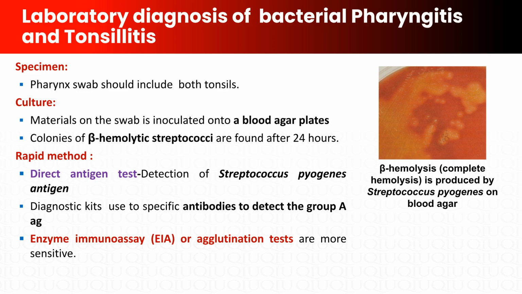Enzyme immunoassay tests are more sensitive, detecting about 90 to 95% of cases, while agglutination tests are slightly less sensitive but faster. The advantage of rapid tests is that treatment decisions can be made during the patient visit. However, negative rapid tests in children should be confirmed by culture because of the risk of false negatives and the serious complications of untreated strep throat.